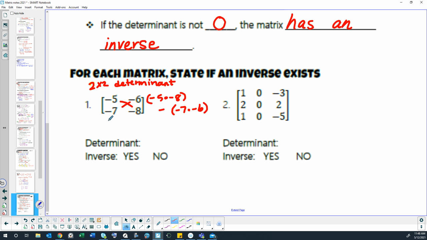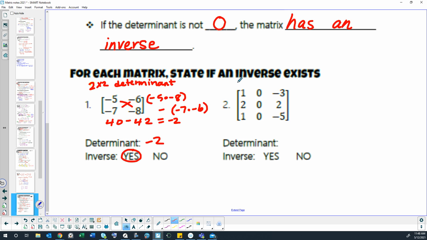So -5 times -8 is 40. And -6 times -7 is +42. So we're taking 40, subtract 42, and we're getting -2. So that's the determinant. Is that number a 0? No, it's not. So guess what? Yes, this particular problem has an inverse.